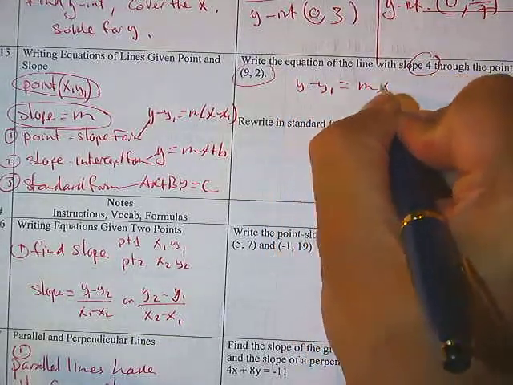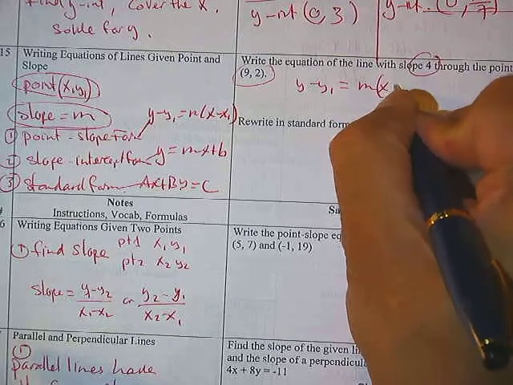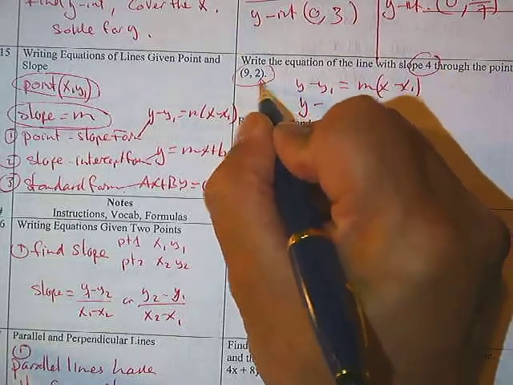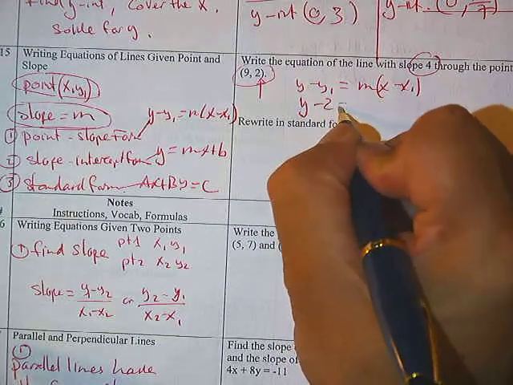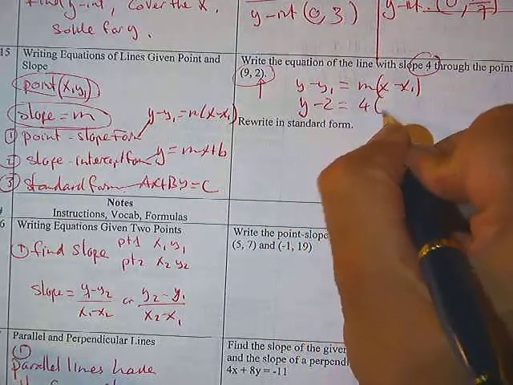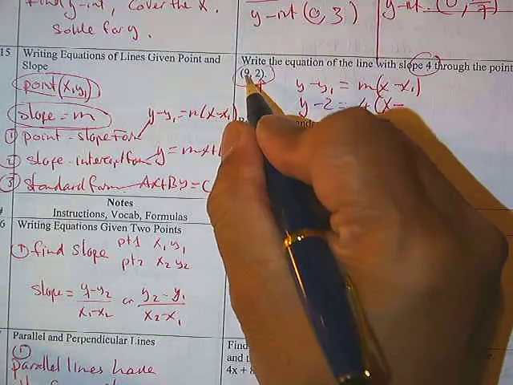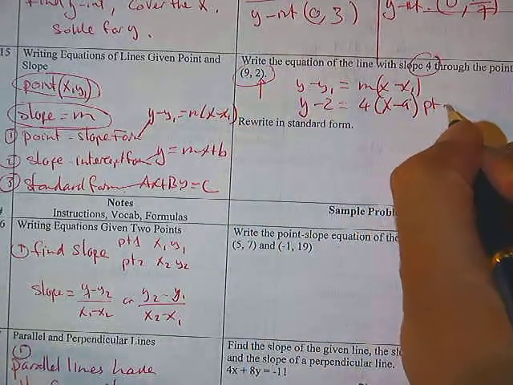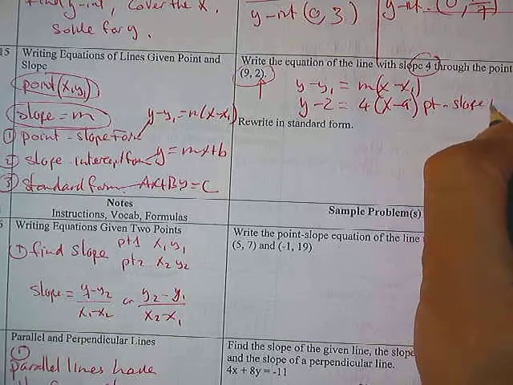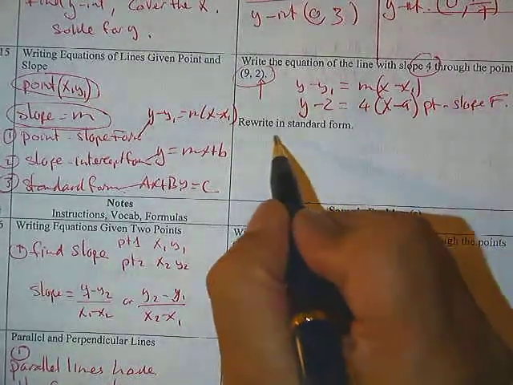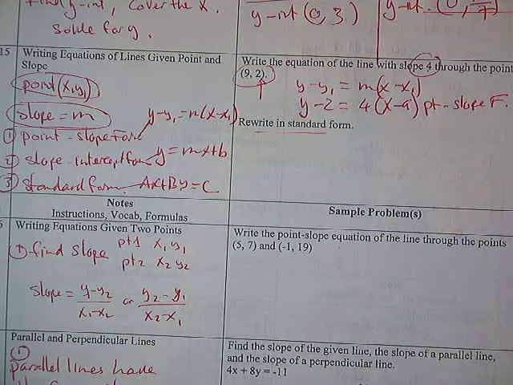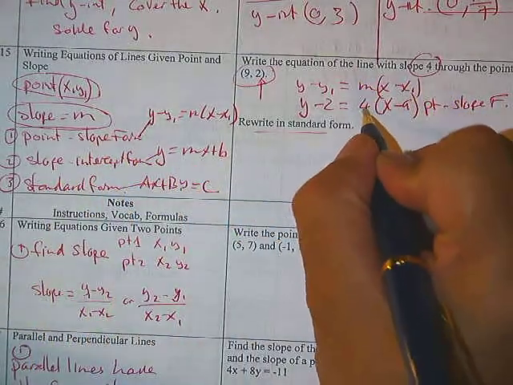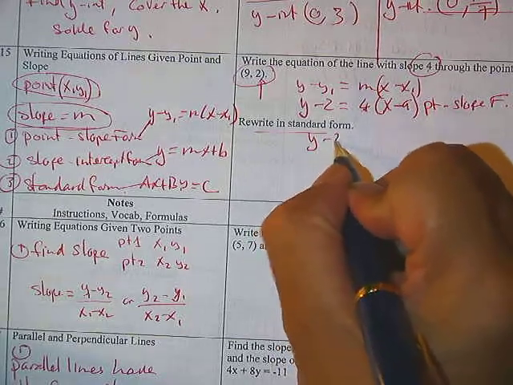Alright, let's do this. Write an equation of a line with a slope of 4 and the point 9, 2. Well, this is easy. It's going to be y minus y1 is equal to m times x minus x1. So it's going to be y minus, that's the y, that's 2. There's your slope, 4. Then it's x minus the x, and that's 9. There you go. And this is point-slope form.